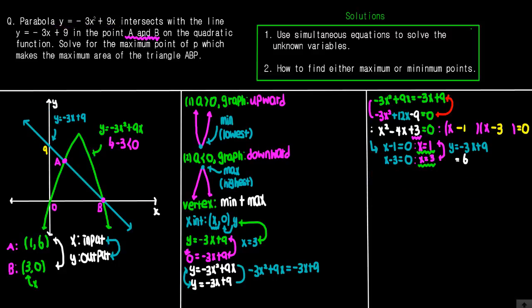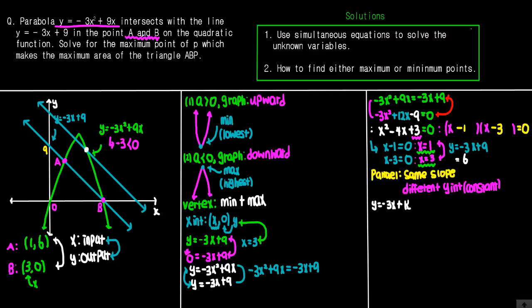In the step of solving for a point P, most importantly, point P is on our quadratic function y is equal to negative 3x squared plus 9x, and the line that passes through point P should be parallel with our linear function y is equal to negative 3x plus 9. And the point P, which makes our triangle A, B, and P, with P somewhere on our quadratic function, have the maximum area, we need to solve for the value of k, because it will give us point P's coordinates.